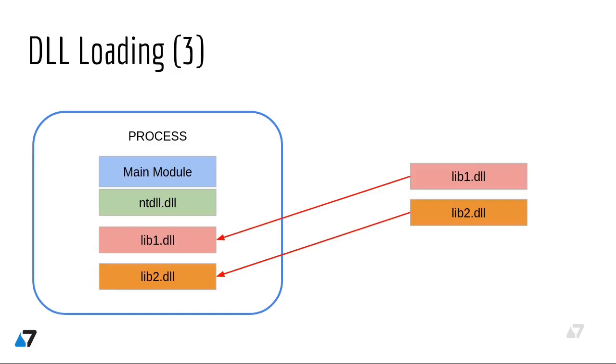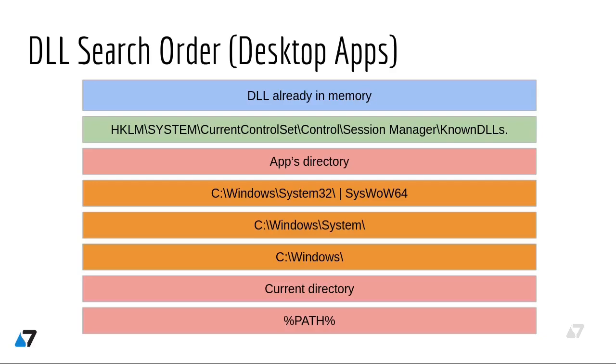Now you might wonder how the Loader knows where to look for these DLLs, right? So in Windows, there is a defined DLL search order, and when a specific library is needed, the system will look through all the places, one by one, until it finds the right module and loads it into the requesting process. So for desktop apps, the order is the following.